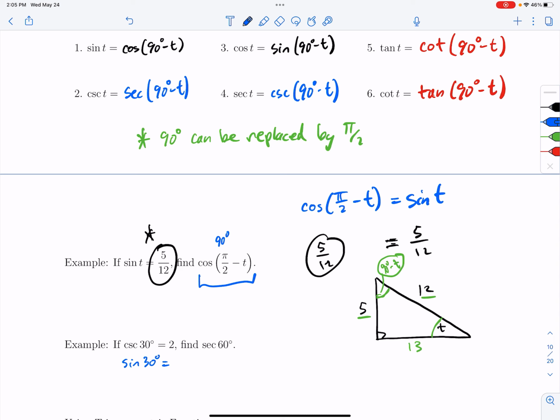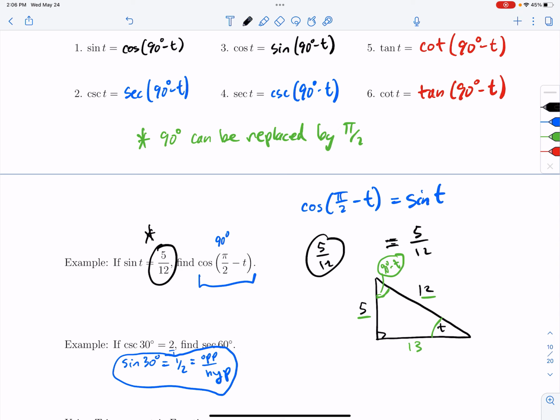And what we can hopefully remember is that cosecant and sine are reciprocals. So instead of using 2 over 1, I'm going to write this as 1 over 2. So what this is saying is sine of 30 degrees is equal to 1/2. And sine is always the opposite over hypotenuse. Okay, so that's just the beginning info that we're given for reference.